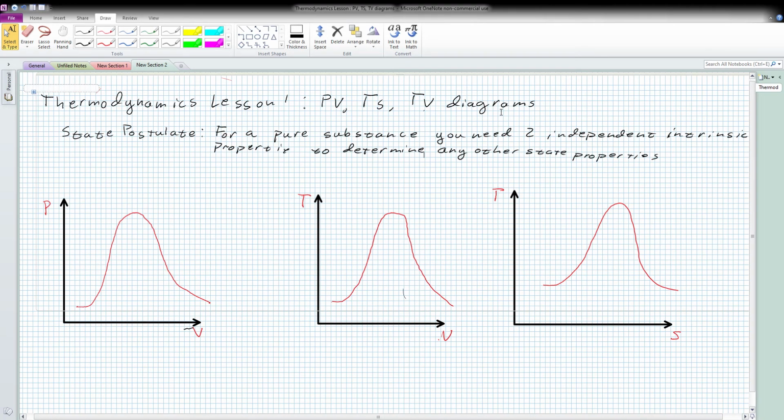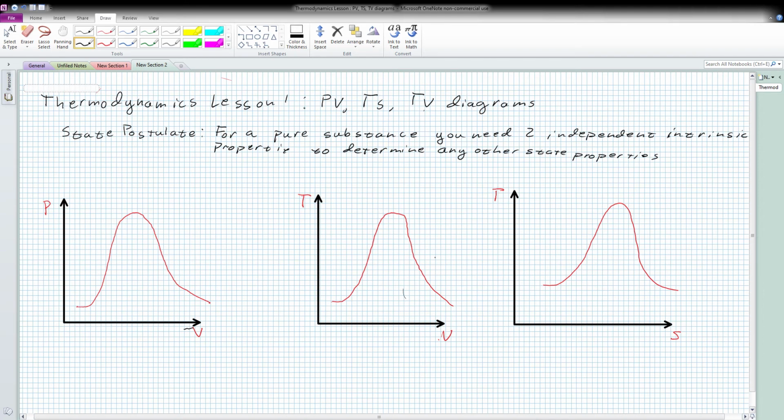Hello everybody, my name is John Haley, and for this lesson we shall be covering PV, TS, and TV diagrams. A PV diagram is a pressure volume diagram, a TS diagram is a temperature entropy diagram, and a TV diagram is a temperature volume diagram.